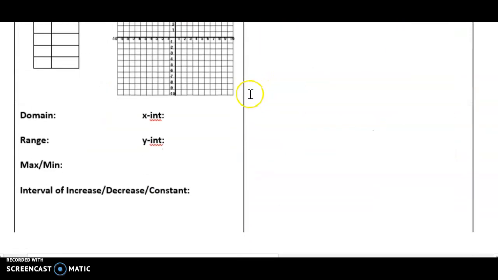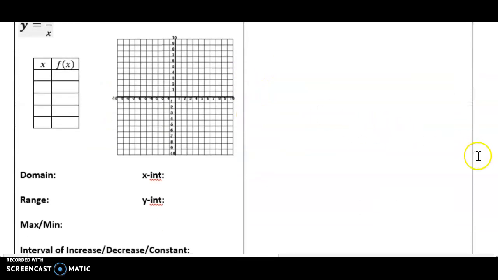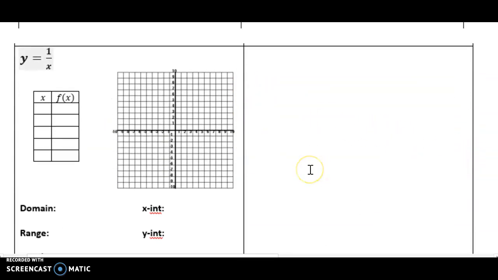Okay, last function is our rational function. I explained this a little bit in class, but I'll explain it very quickly again. A rational function is a function that has our variable in the denominator. So essentially it's a function that is a fraction. The issue here is that we cannot have our denominator equal to 0 because we can't divide by 0. That's undefined. And so for this function, what's going to make our denominator 0? Well, an x value of 0. And so we know x cannot equal 0.